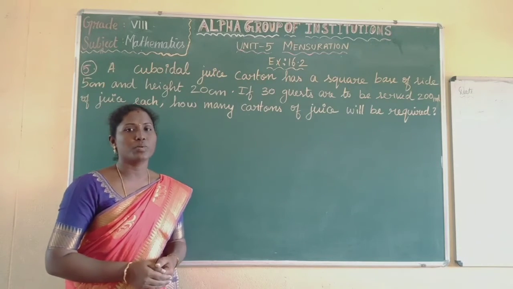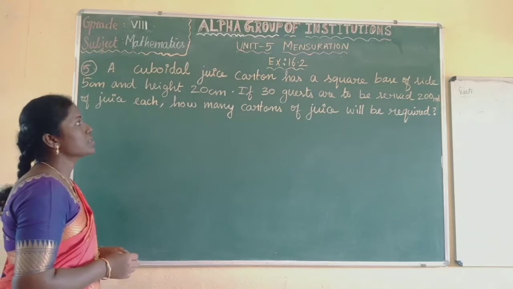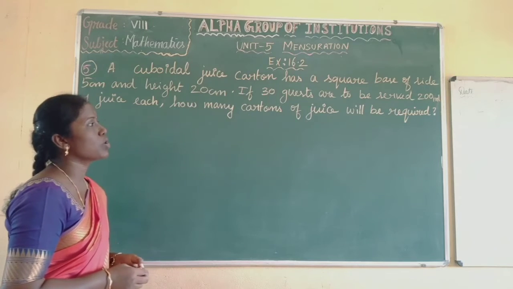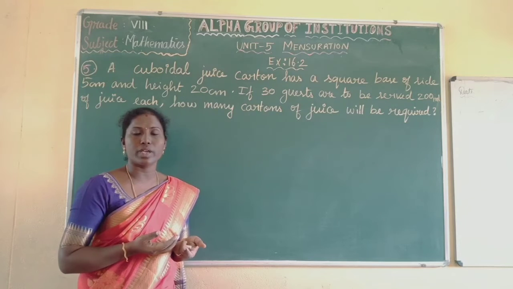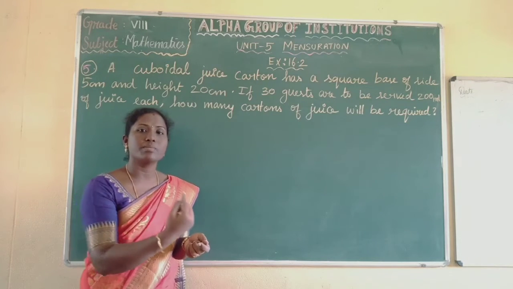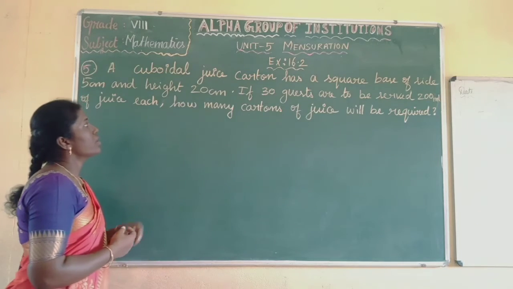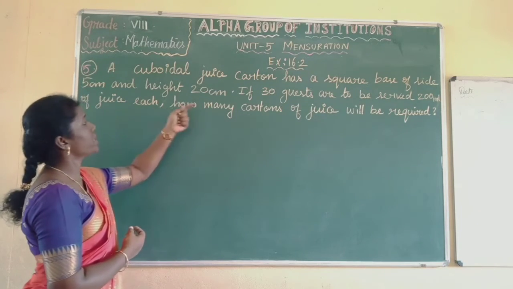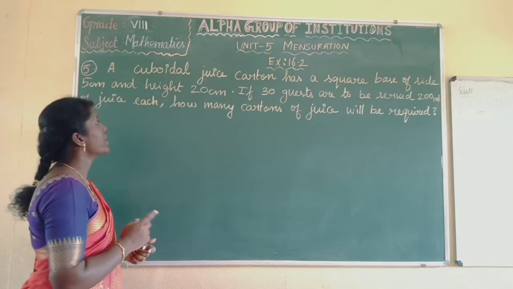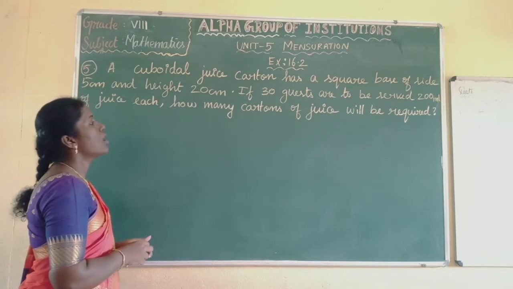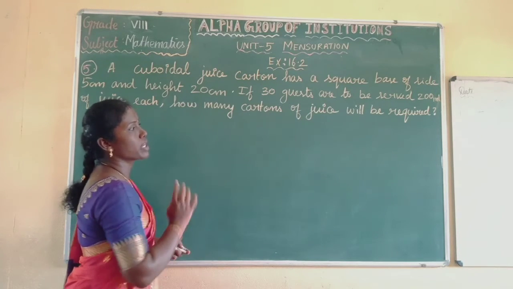Yes, now see this problem children. It is a different problem. See here, a cuboidal juice bottle has a square base of side. Okay, there is a juice bottle which has a square base. Okay, it is a cuboid only, but the base is in the form of a square. Okay, with the height 20 centimeter, if 30 guests are to be served 200 ml of juice each, how much juice will be required?